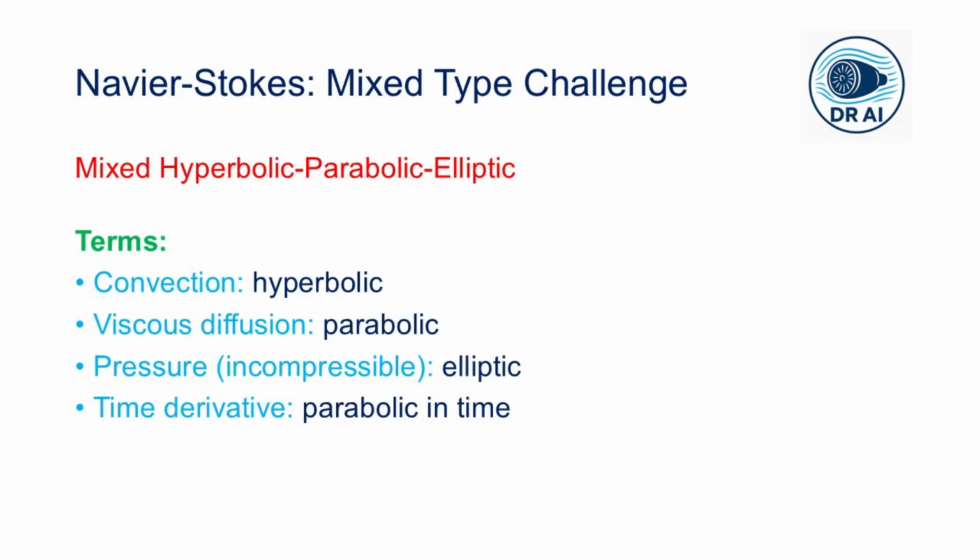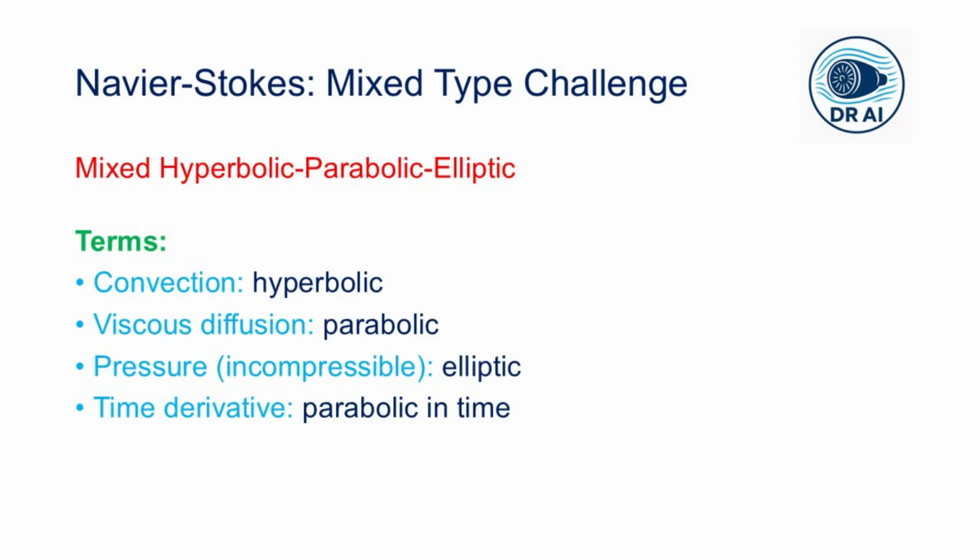Now we move on to the Navier-Stokes equations part and the challenge of the mixed type. So we would be discussing the nature of the mixed type of the PDEs in this particular section. Finally, we come to the ultimate problem, which is the Navier-Stokes equation. So they are the mixed type. They contain the hyperbolic, parabolic, and the elliptic features simultaneously.